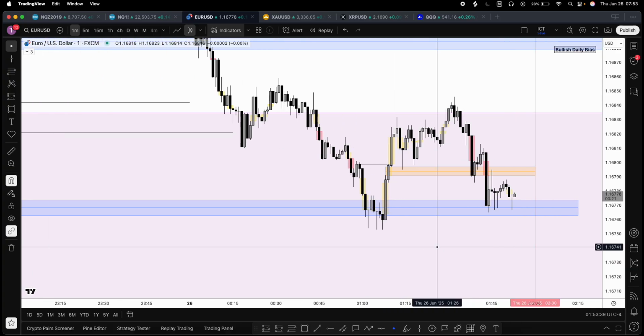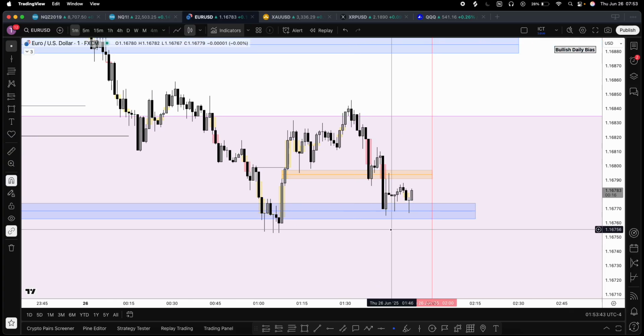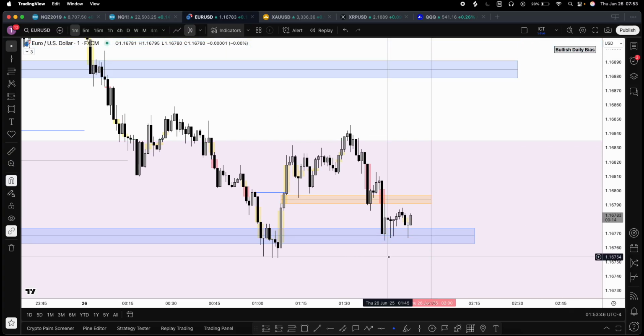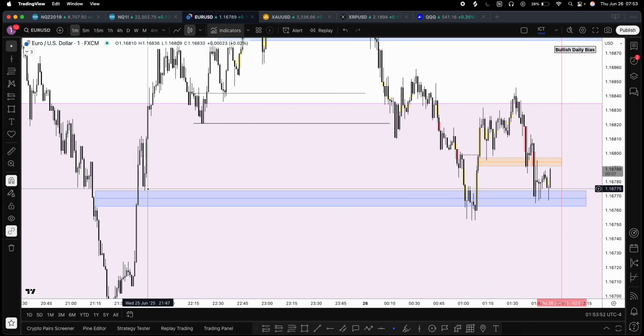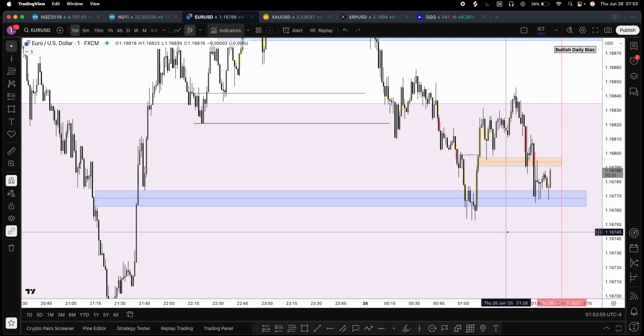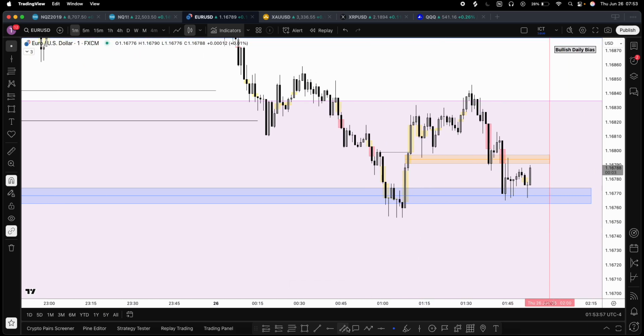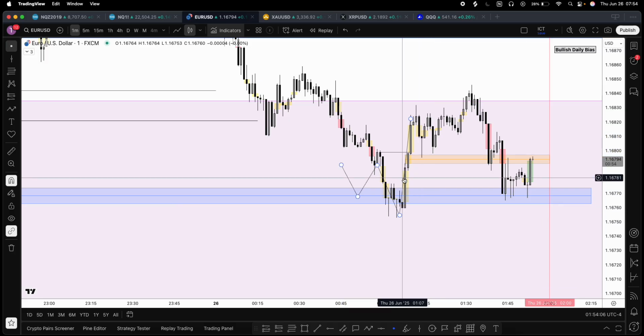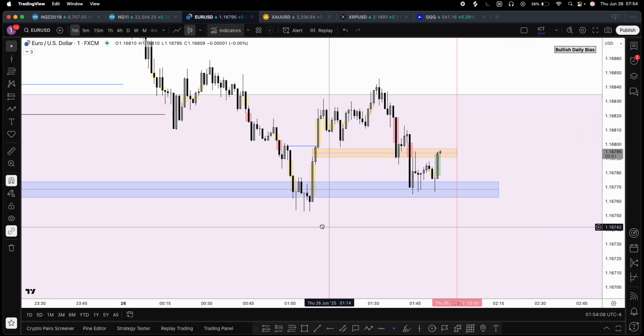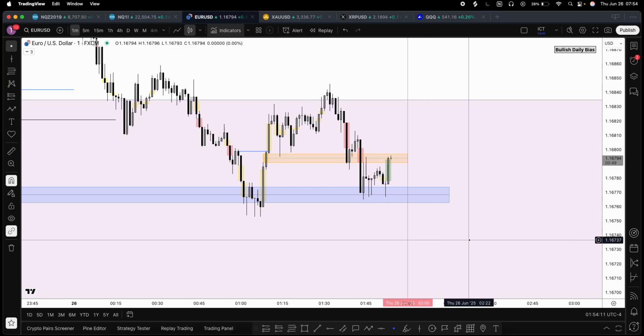Yeah, we don't really have a nice sweep, so it doesn't really fit the entry model, so I'm not going to consider that an entry model. It did sweep this low, but this low is a bit insignificant. If there was a low over here that was swept and we went up like that, then I'd consider this a pretty good entry model. But we don't have that.